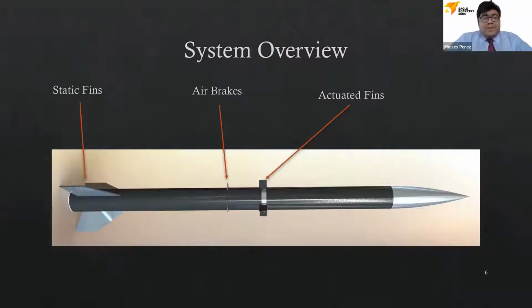So first we have the system overview. Here we have a scale model of the rocket. First we have the static fins to the left. In the middle we have the air brakes. And to the right we have the actuated fins.